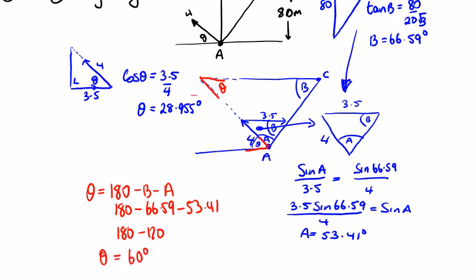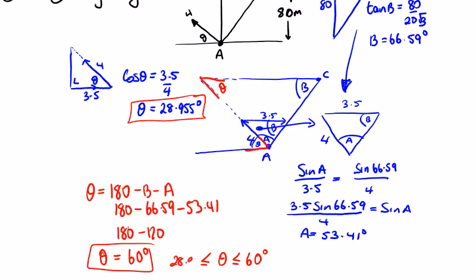So my range of values to land between B and C are these two. So I can say 28.955 degrees is less than or equal to theta, which is less than or equal to 60 degrees. That's my answer.